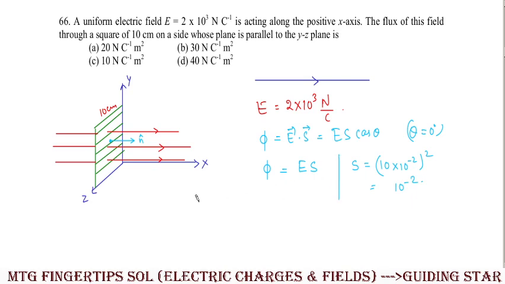So if we just do the calculation over here, flux will be the electric field, which is given as 2 into 10 to the power 3, into area, which is 10 to the power minus 2. So it will come out to be 20 Newton per Coulomb meter square. So this is the flux, 20 Newton per Coulomb meter square. Clear? Option A is the correct one.